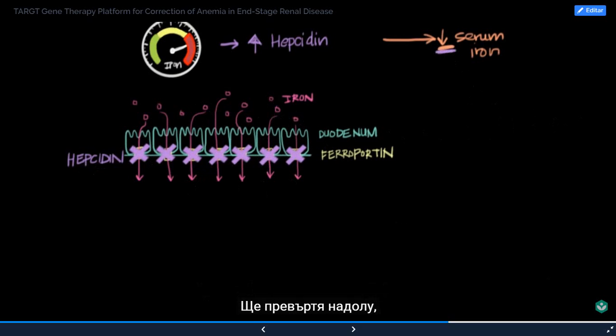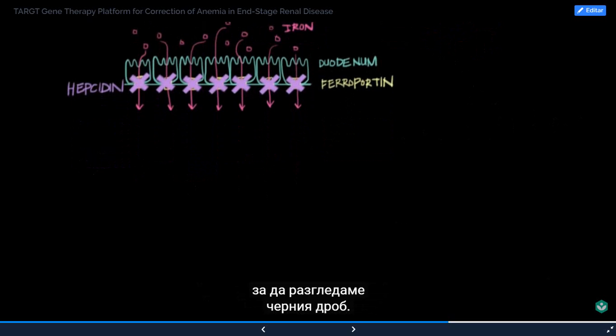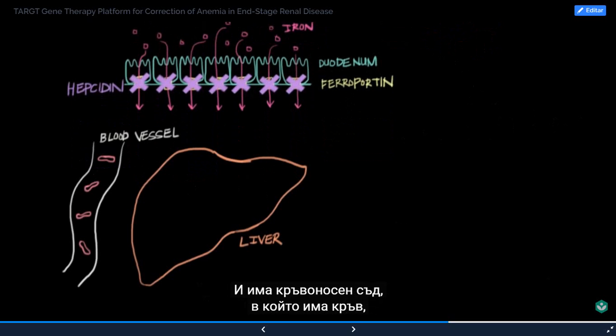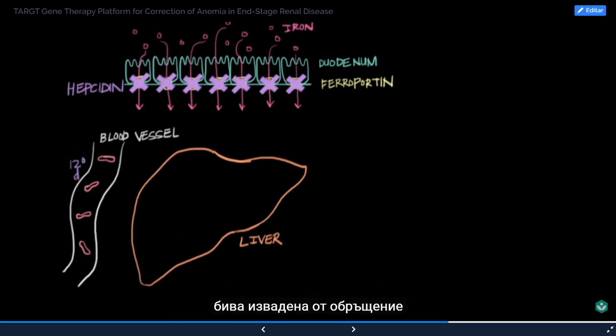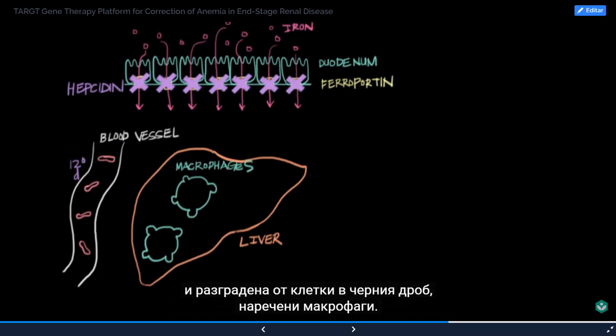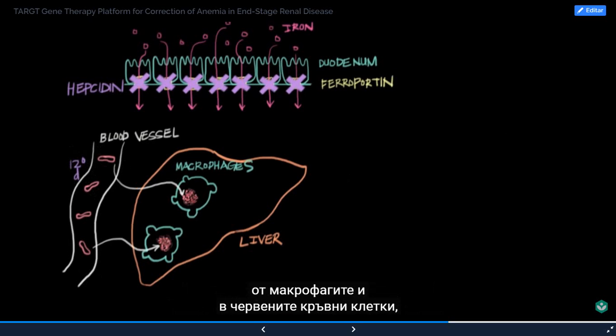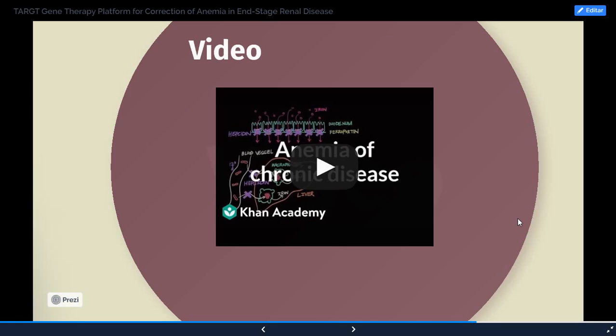Now, I'm going to scroll down just a little. Okay, so secondly, let's take a look at the liver. And here's a blood vessel that has blood in it. And we know that blood has lots of red blood cells in it. Every 120 days or so, each one of these red blood cells is taken out of commission. It's retired, and it's degraded by cells in the liver called macrophages. So these red blood cells are broken down by the macrophages. Inside the red blood cells, we know we have lots of hemoglobin, and the hemoglobin has iron in its center. And the iron that is released from the degradation of the red blood cells isn't just thrown away.